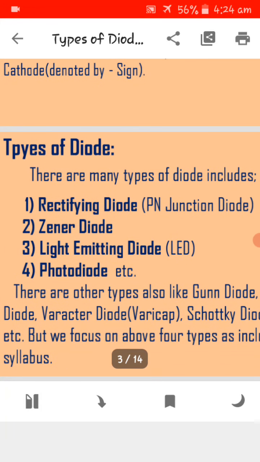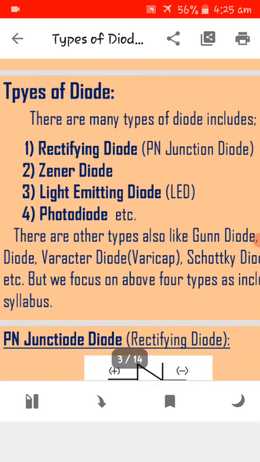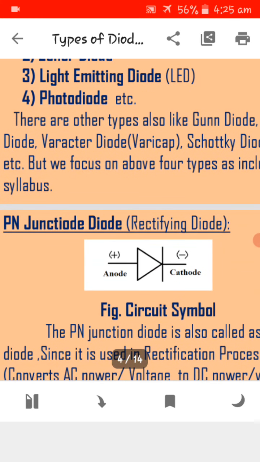There are different types of diodes, which include the rectifying diode, that is the PN junction diode, then the Zener diode, light emitting diode, and photodiode. There are also other types of diodes, including Gunn diode, tunnel diode, Schottky diode, varactor diodes, etc. So for other types we don't have any study of them. So we have to study all of the above-stated four types, in which the first is the rectifying diode.